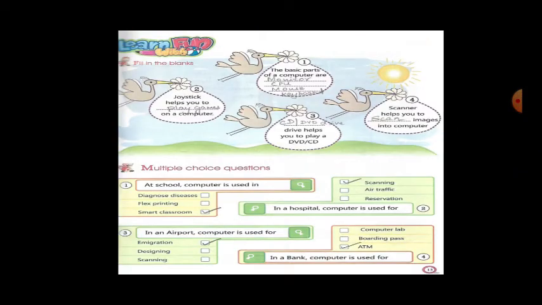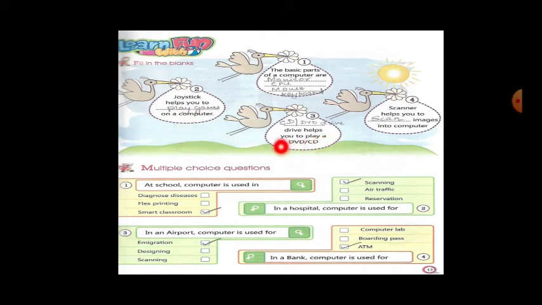Now let us go to page number 13, where you have some exercises I have already done for you. You also go through the textbook, and please do it. Here the basic parts of the computer are monitor, CPU, mouse and keyboard. Joysticks help you to play games on the computer.